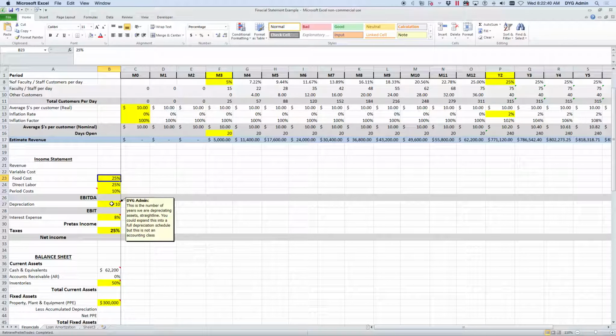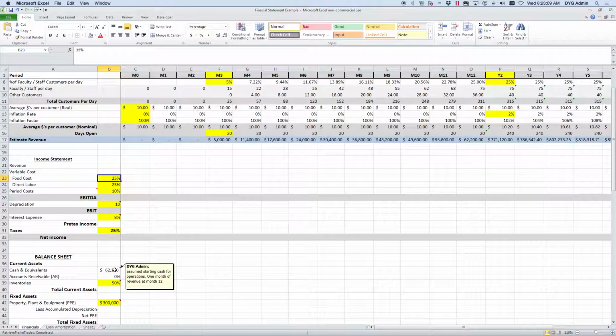Depreciation, I'm assuming a 10-year depreciation straight line. I know we could build out a full depreciation schedule, but this is not an accounting class, and so we're not going to do that. I assumed borrowing at 8%. Again, later on in the course, we'll talk about how to think about what your real interest expense is, but that's what I've put in, and I've assumed taxes of 25%. Depending on your structure and so forth, those taxes may be different, but that's what I'm assuming right now.